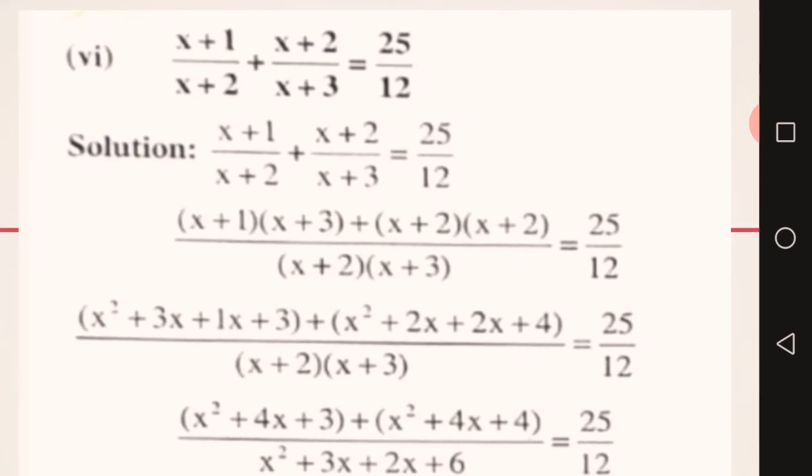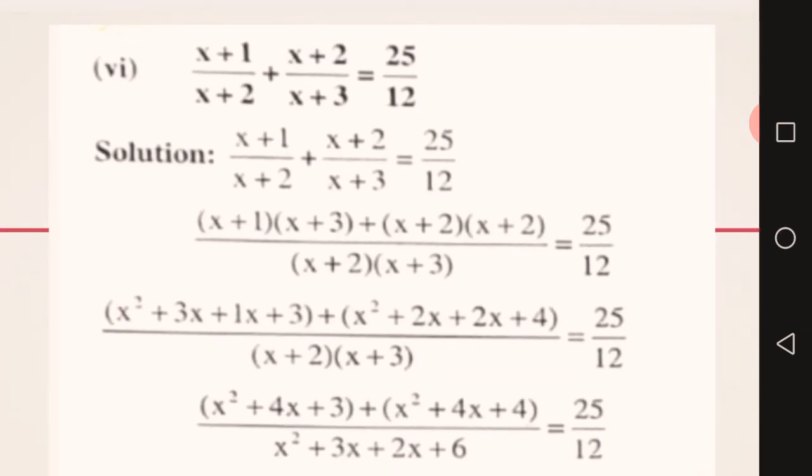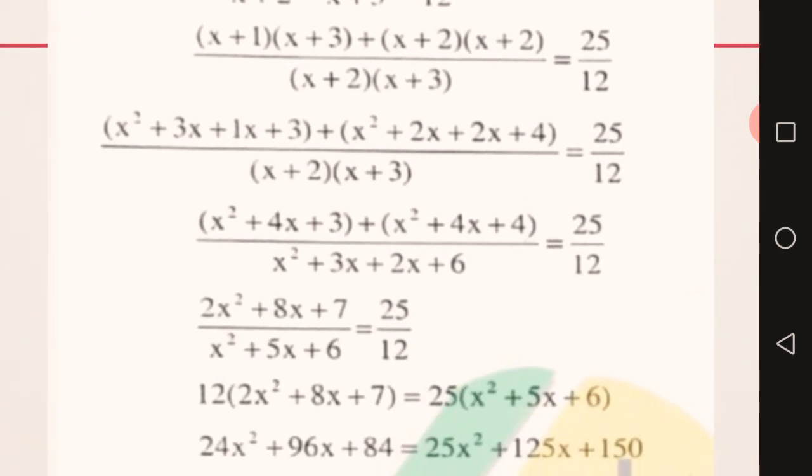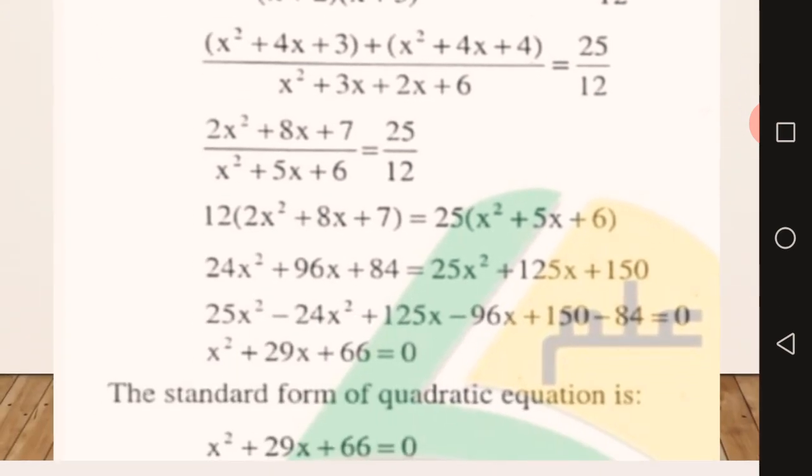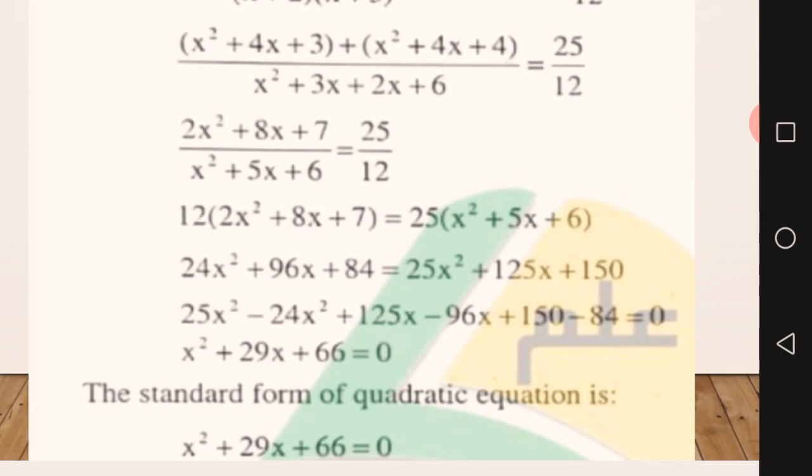Next is part number 6, that is also the same. This is a rational equation again. So taking the LCM, we will solve it. Here we have (2x square plus 8x plus 7) by (x square plus 5x plus 6) is equal to 25 by 12. Now we have fractions on both sides, so we will cross multiply at this step. After cross multiplying, we get the answer x square plus 29x plus 66 is equal to 0.